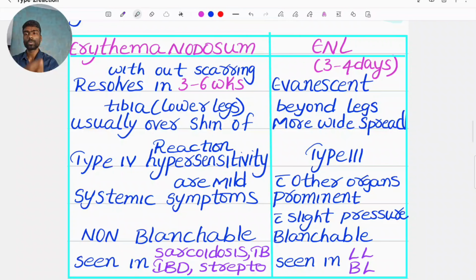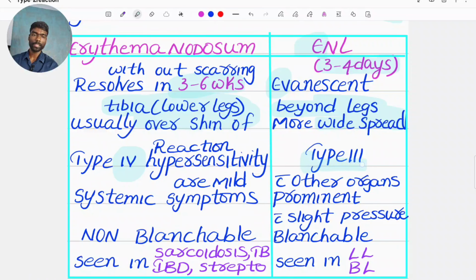Coming to the difference between erythema nodosum and erythema nodosum leprosum. Here, erythema nodosum resolves in 3 to 6 weeks, taking more time to resolve. ENL is evanescent, like arterial lesions. E for ENL, E for evanescent, short living. Within 3 to 4 days it resolves with scaling and desquamation. Erythema nodosum occurs only in the lower legs, usually over the shin of the tibia. In ENL there are multiple crops of lesions, more widespread beyond the legs. Erythema nodosum is a type 4 hypersensitivity reaction.